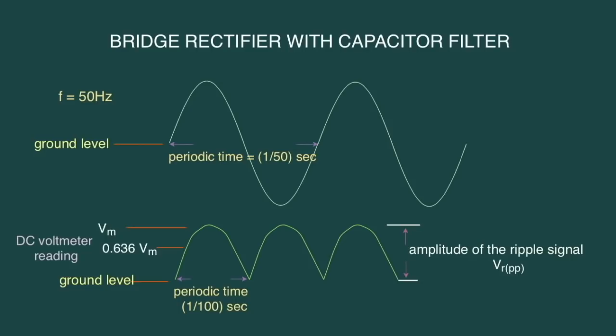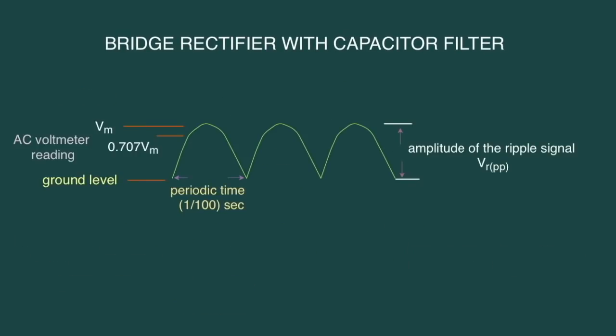If we connect DC voltmeter across the load resistance of the rectifier, the DC voltmeter will give us reading which is equal to 0.636 of the maximum voltage Vm. This reading is nothing but average of the DC voltage which is changing over one period of this output cycle. If we connect AC voltmeter across the load resistance, the AC voltmeter reading will be equal to 0.707 of the maximum voltage Vm, which is nothing but the RMS value of this time varying signal.